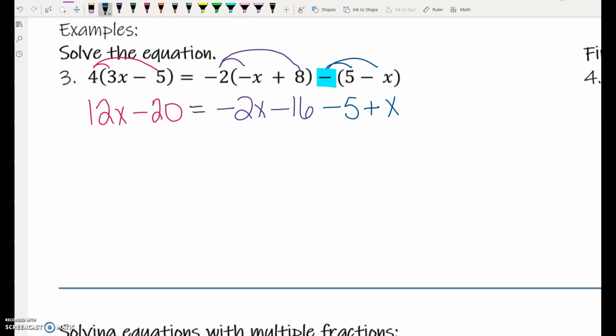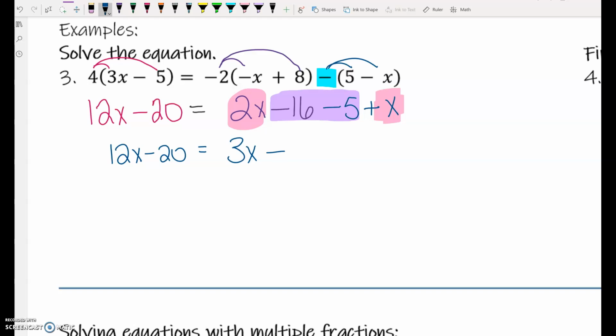On the left side, we can't really combine anything. We just have 12x equals 20. On the right side, we can combine the negative 2x and the x. Is that a negative 2x? It is not a negative 2x. It is a positive 2x. You've got to make sure that I don't lose a negative 2 or add an extra negative in. So we have positive 2x and x, which would make that 3x. And then we have negative 16 minus 5. Negative 16 minus 5 would be negative 21.